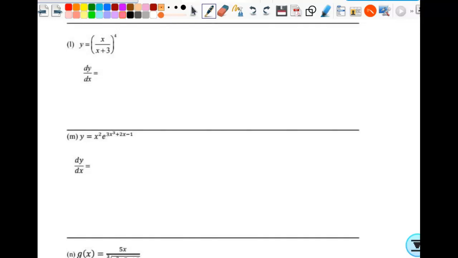No, you do not. And we'll do one of those and I'll show you what it looks like. That's a good question. All right, so we're going to start from the outside in. 4 times x over x plus 3 to the third power, right? So chain rule says we do the candy shell first, then we do the inside. So the inside is going to require quotient rule.